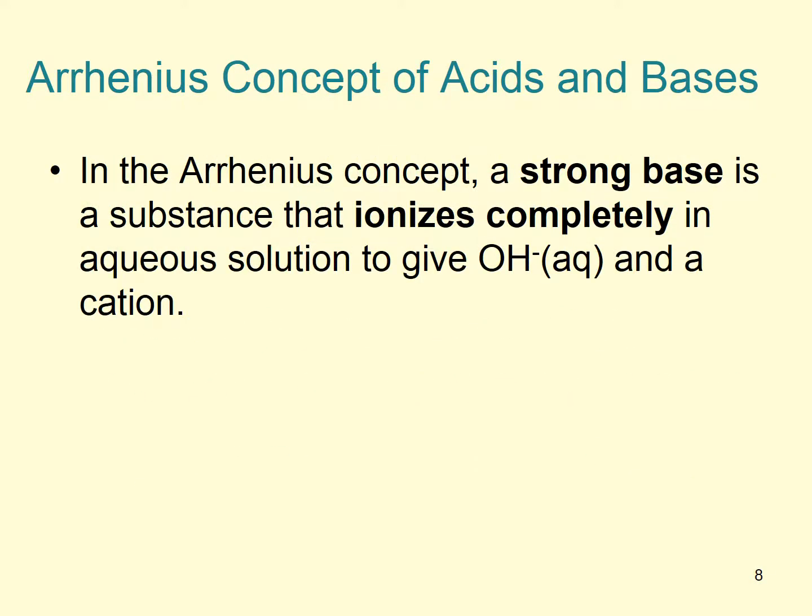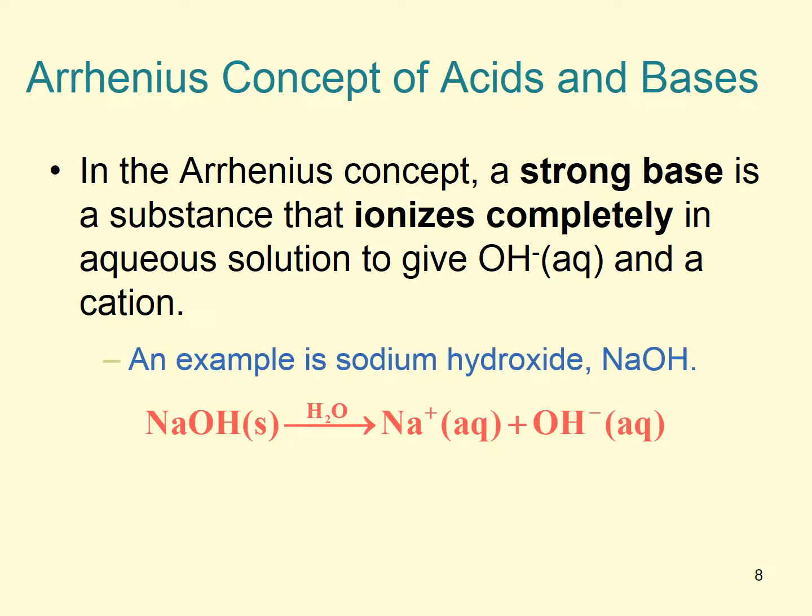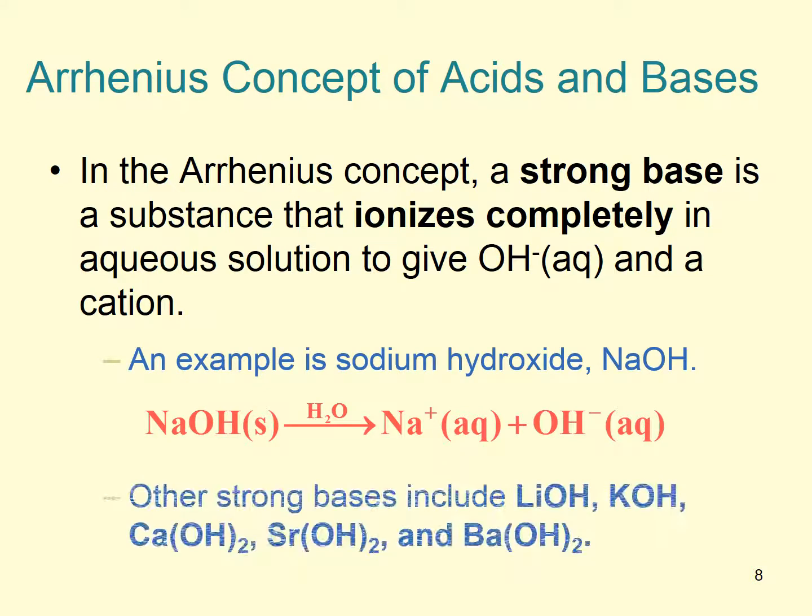Now, a strong base is a substance that ionizes completely to give OH- ion and a cation. An example is sodium hydroxide. When you dissolve it in water, it completely dissociates to Na+ and OH-, 100%. And then the other strong bases that, again, you should remember: sodium hydroxide, lithium hydroxide, potassium hydroxide, calcium hydroxide, strontium hydroxide, and barium hydroxide. You'll notice where they are on the periodic table. That might help you remember.